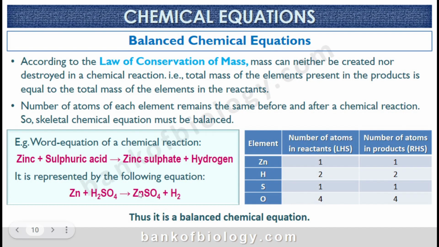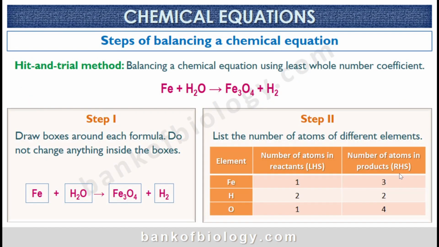First let's take the number of atoms present on the reactant side: Zn 1, hydrogen 2, sulfur 1, oxygen 4. On the product side also, zinc 1, hydrogen 2, sulfur 1 and oxygen 4. So the number of atoms in the reactants is equal to the number of atoms in the products. That's why it is called a balanced chemical equation. If it is not balanced, then how do we balance it?